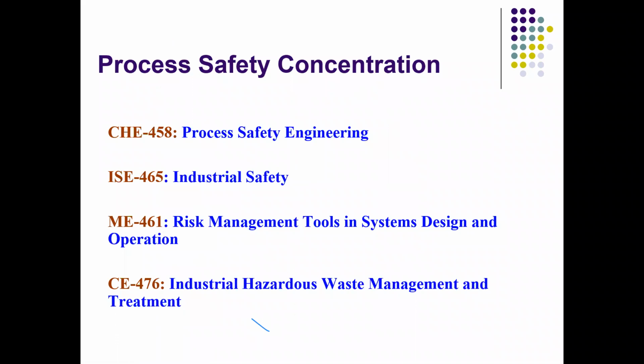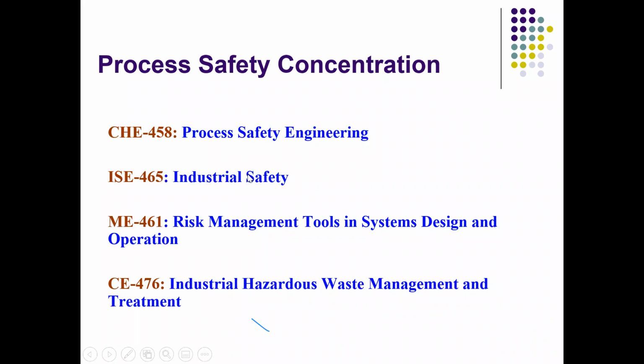So now, talking about the process safety concentrations, we have four departments offering different courses. CHE 458 is offered by process safety engineering, mainly by the chemical engineers. In this course, we talk about the basic stuff related to safety, like hazards and risk, and designing process control systems, and studying their relationships.